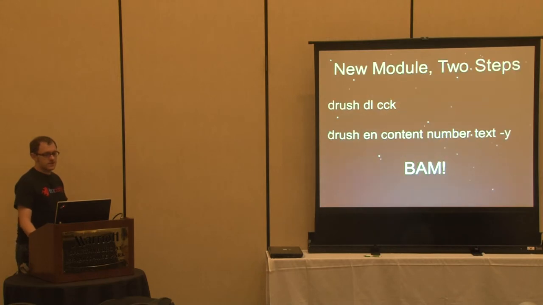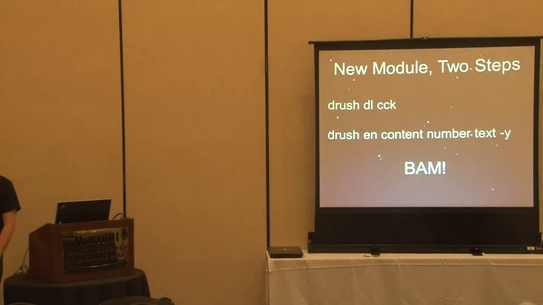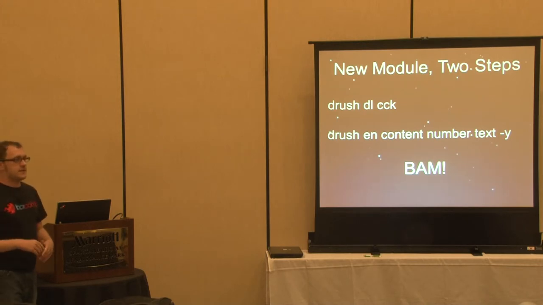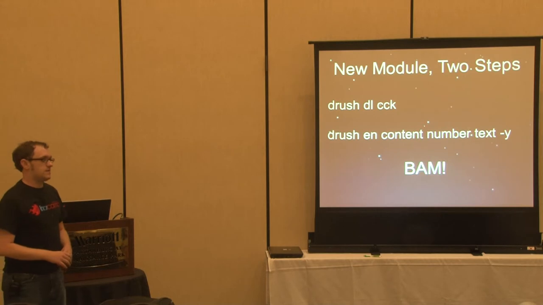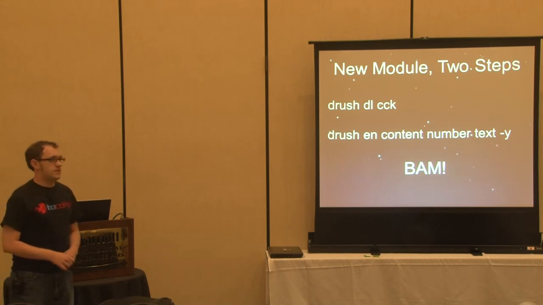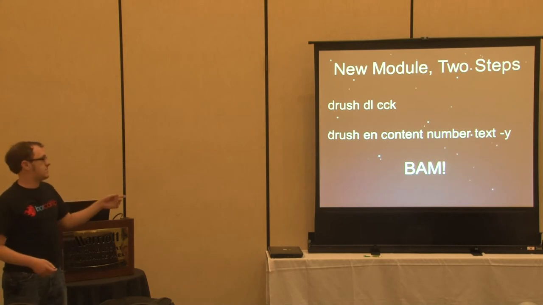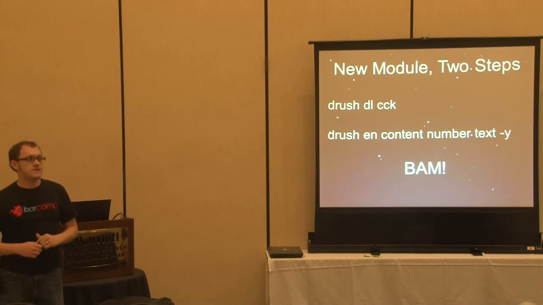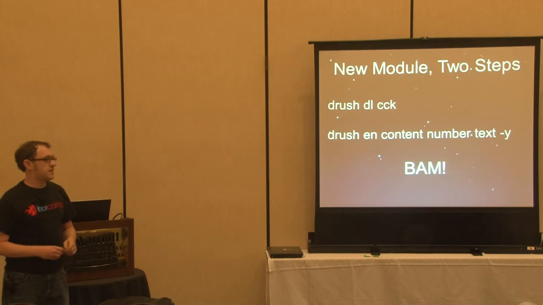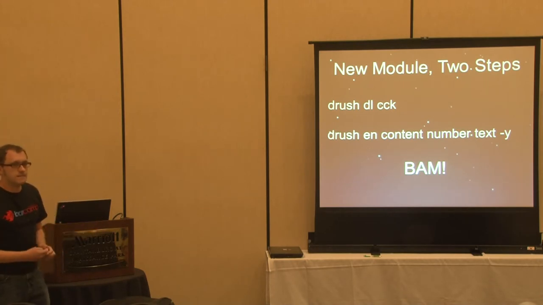So with Drush, download CCK, done. It's gone to the website, it's found the latest recommended release, it's brought it down, it's untarred it, unzipped it, stuck it in the right folder, given it the right name. And then once it's downloaded, if we want to enable it, one more command, drush en for enable. I'm going to turn on the content number and text from CCK, and that little dash y says go ahead and say yes. Don't ask me if I want to enable it because I just told you I did.